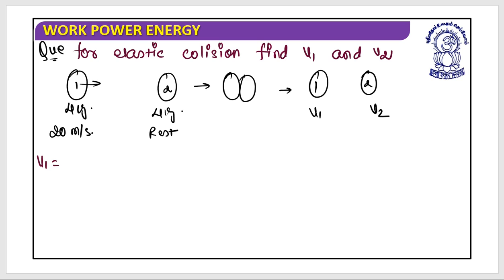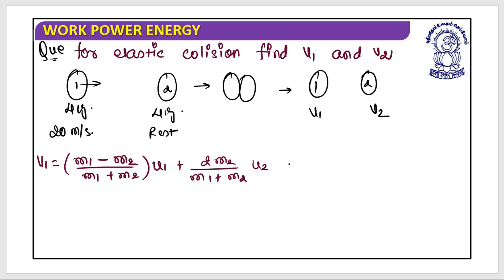So v1 is equal to (m1 minus m2) upon (m1 plus m2) into u1, plus 2m2 divided by (m1 plus m2) into u2. So let's put the values. m1 minus m2, 4 minus 4, is equal to 0, plus 2 into m2, 2 into 4, divided by 4 plus 4, that is 8, into u2. This is initially at rest, so u2 is 0, so v1 would be 0 meter per second. I hope this is clear.